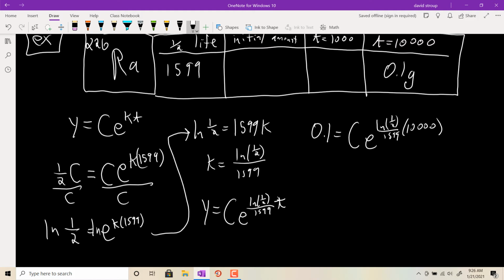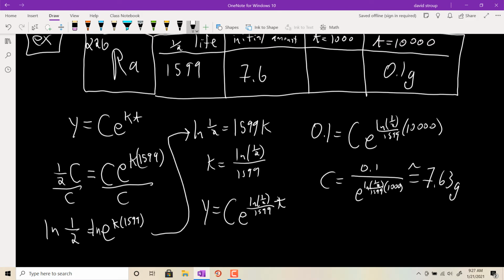And you could just solve for C by dividing by that e to the whatever. So C will equal 0.1 divided by that big ugly creature. So 0.1 divided by e to the ln of 1/2 all over 1599 times 10,000. And I get an approximation for that on my calculator. I'm getting approximately 7.63 grams, and that's your initial amount, right?